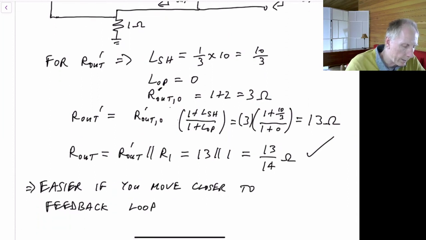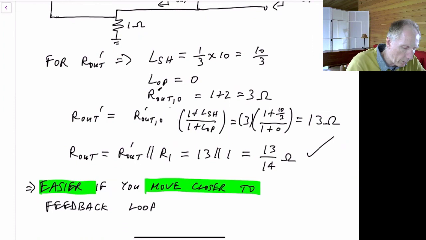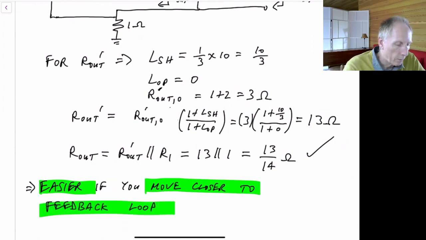So the moral is it's easier if you move closer to the feedback loop to find your port impedances, so that one of L sub SH or L sub OP goes to 0.